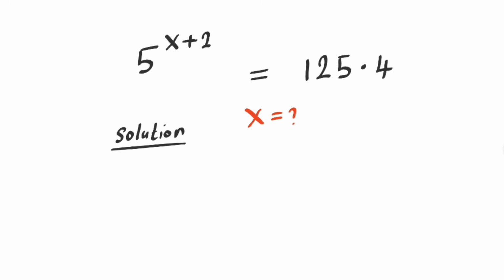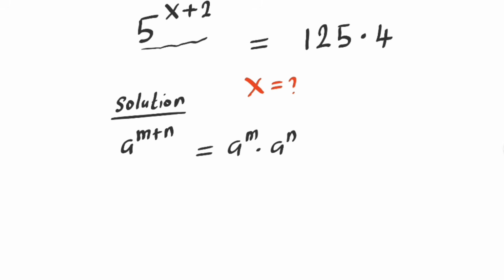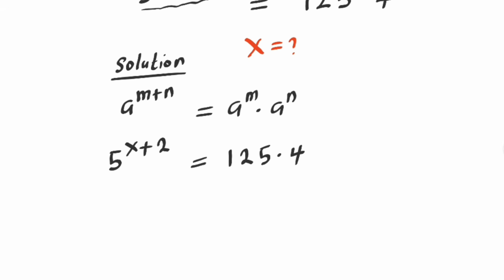Take note of this, that if you have a raised to power m plus n, this is equal to a raised to power m multiplied by a raised to power n. Then this can be written as 5 raised to power x plus 2 is equal to 125 multiplied by 4. So, this is 5 raised to power x multiplied by 5 square is equal to 125 multiplied by 4.